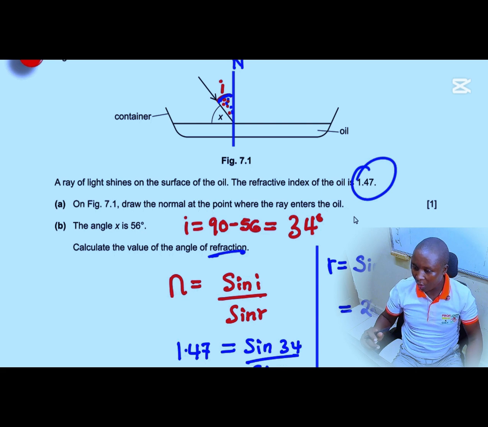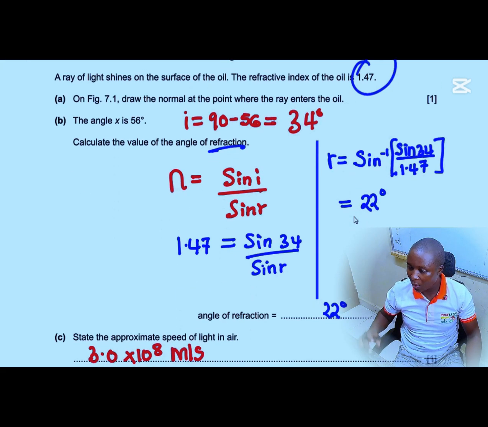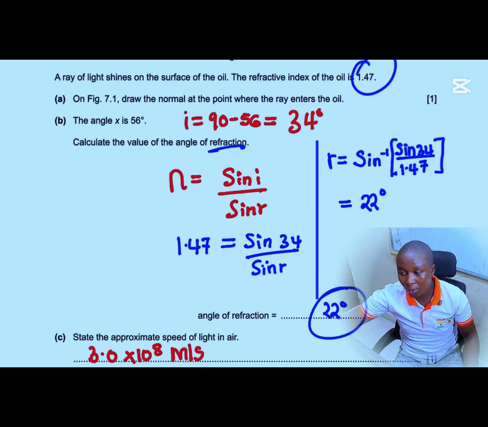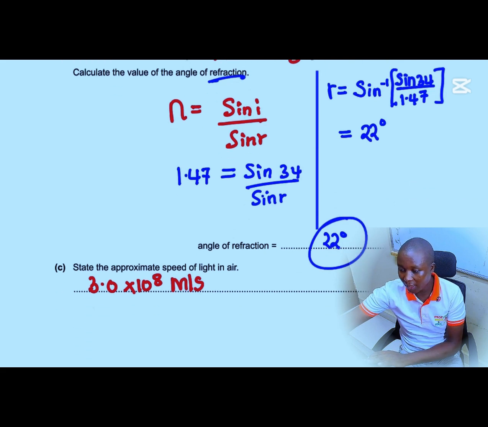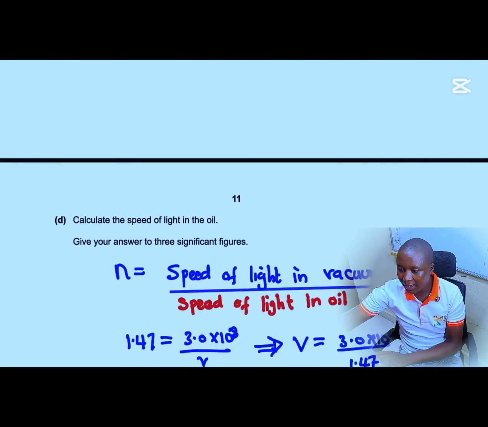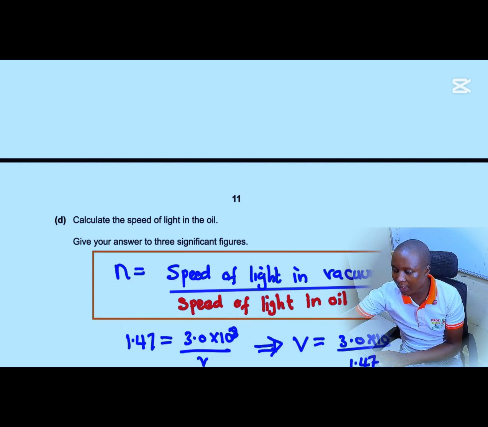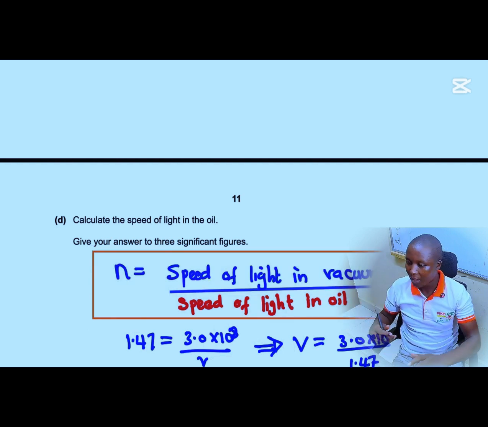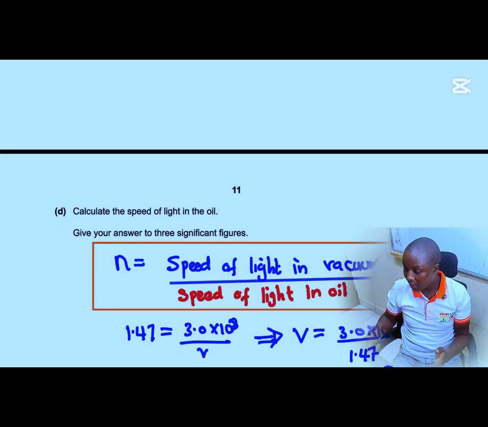To do that, you are going to say n is equal to sine i over sine r. Substituting that, we get an angle of approximately 22 degrees. The approximate speed at which light moves in air is 3.0 times 10 raised to the power 8 meters per second. Don't forget that. Calculate the speed of light in oil. Here the examiner is testing whether you know that refractive index is also calculated by this formula: speed of light in a vacuum over the speed of light in oil or any material. So that's what the examiner was testing.